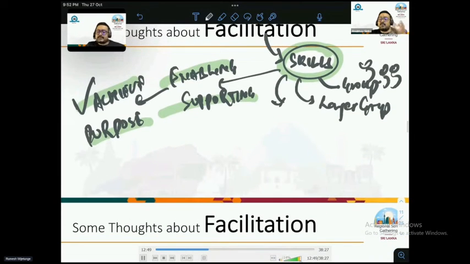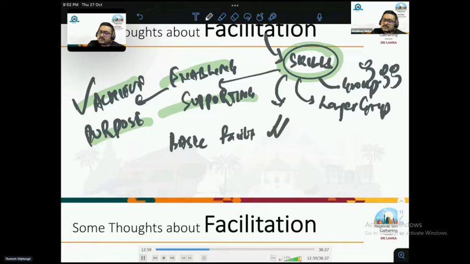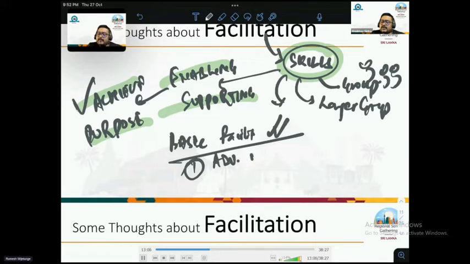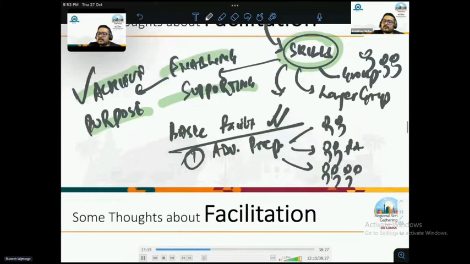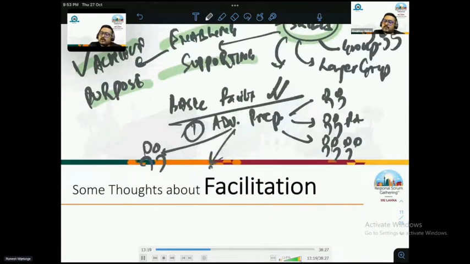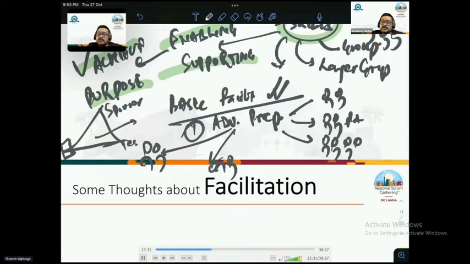A few basics. A few basic facilitation principles I would like to share with you. Basic facilitation principles: we need advanced preparation. Who the stakeholders are, who the participants are, what kind of participants are coming, what they are looking for, what is their objective. If we have different stakeholders, let's say sponsor, team, and middle management, what is the outcome they are looking for? This is about the advanced preparation.